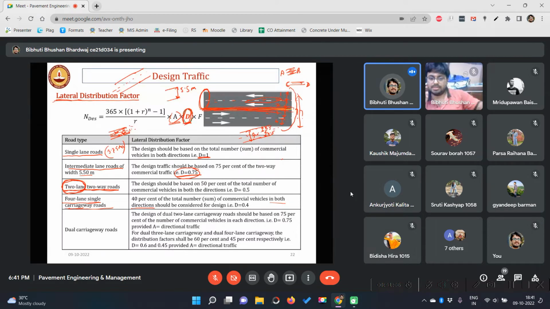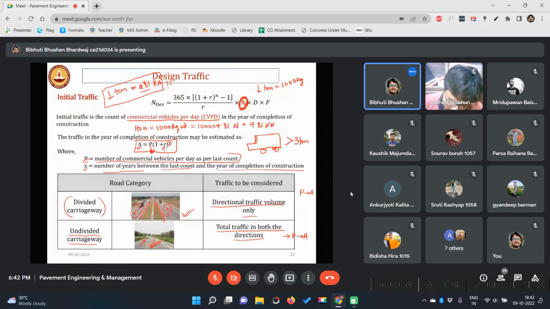Are you able to visualize? Yes, sir. Any doubt? Any one of you? Sir, please explain the two-lane, two-way roads once again. Two-lane, two-way are the normal roads that you see just here. Because two lanes, two-way, in both the directions. In a four-lane divided carriageway, one of the carriageways will be used only for one direction.